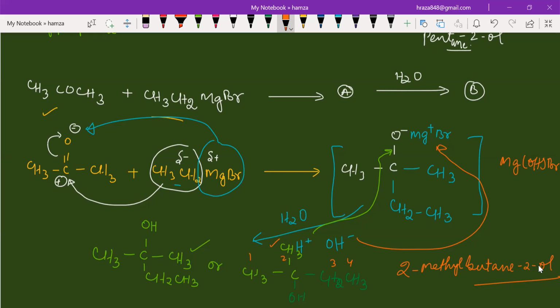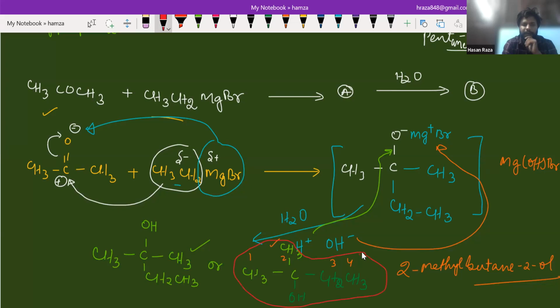Done, sir. Nafisa and Sneha? Yes, sir. Hamza? Okay. Now, whatever I am going to ask, please answer that. Can you tell me the degree of alcohol in this compound? Tertiary, 3 degree. OH is connected with this carbon and this carbon is 3 degree. That's why it is tertiary alcohol. Just remember from where this tertiary alcohol comes.